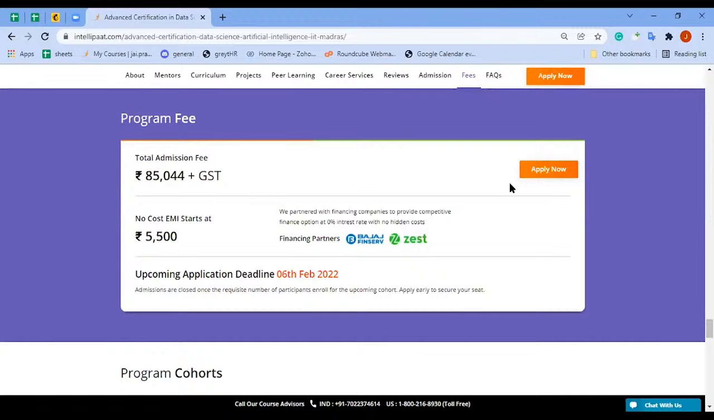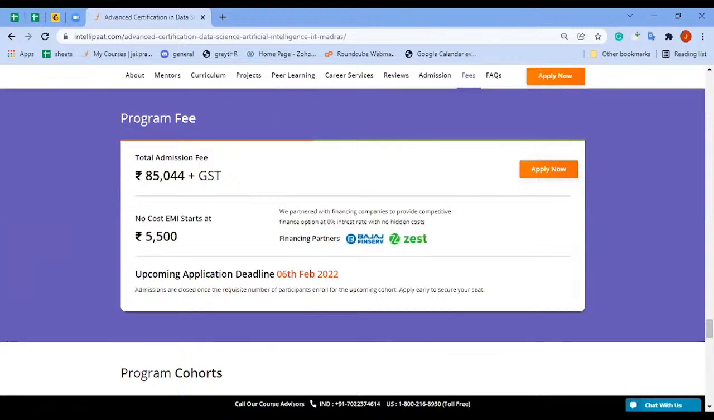You see the upcoming application deadline is 6th of February. So we're closing the applications not only for February, we are closing the applications for March as well. Ideally, the seats are given only on a first come, first serve basis to our interested participants because the course is in high demand and the seats are fast filling. So if you're interested, don't miss out on the opportunity of your seat allocation.